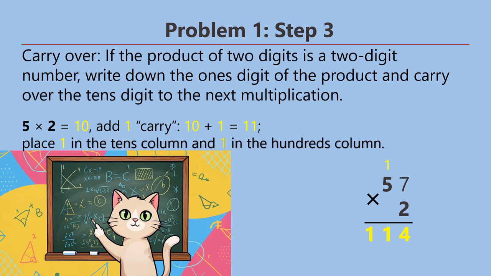Step 3. Carry over. If the product of two digits is a two-digit number, write down the ones digit of the product and carry over the tens digit to the next multiplication. 5 times 2 is equal to 10, add 1 carry, 10 plus 1 is equal to 11, place 1 in the tens column and 1 in the hundreds column.